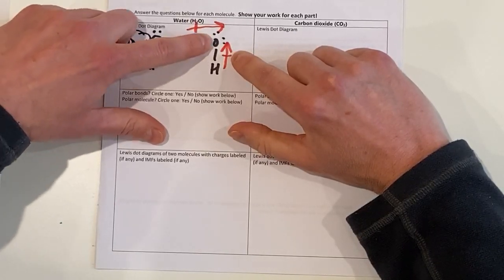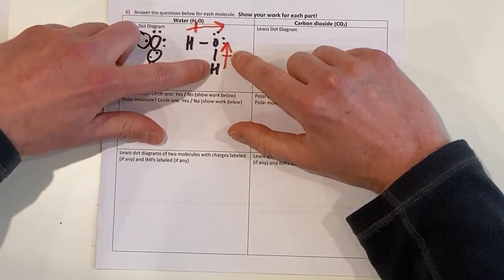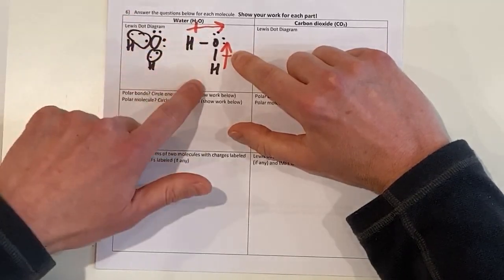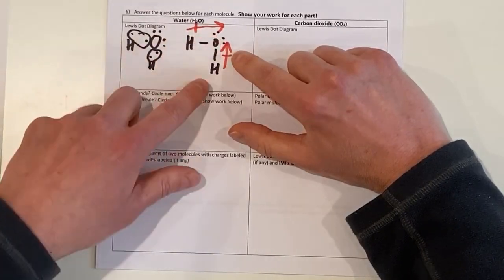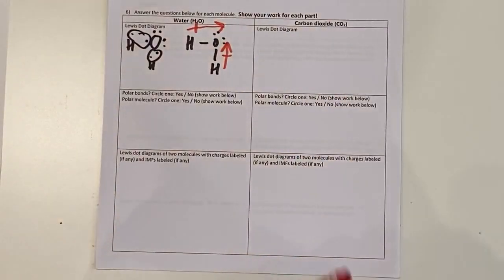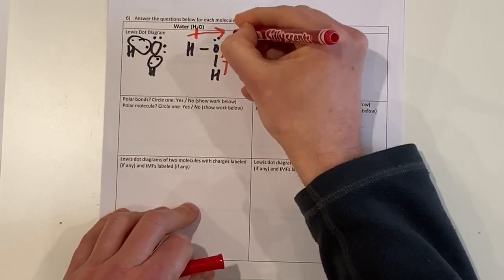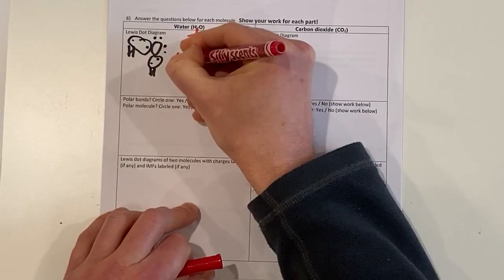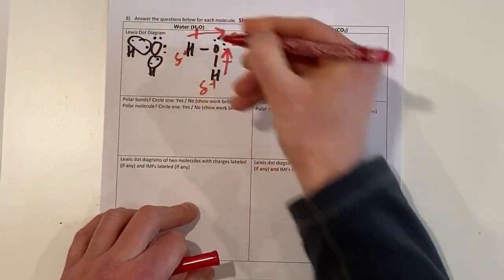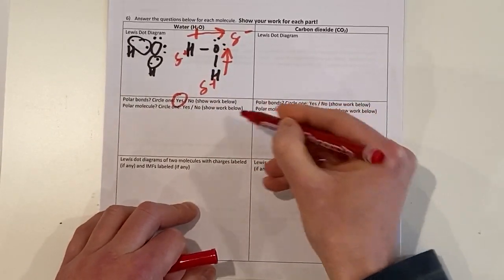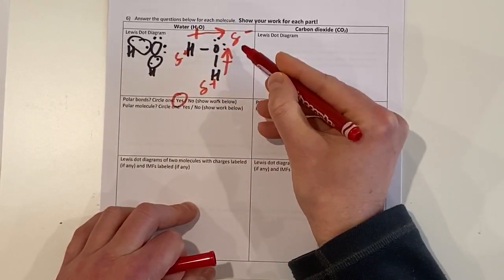The electrons are still shared between the oxygen and hydrogen, but they're shared unequally. They're getting pulled towards the oxygen because oxygen is more electronegative. If electrons, which have a negative charge, are getting pulled towards oxygen, oxygen will have a partial negative charge. And therefore, the hydrogens will have partial positive charges. What we've showed here is that, yes, there are polar bonds, okay? So show the work below, I've actually showed the work right up here.